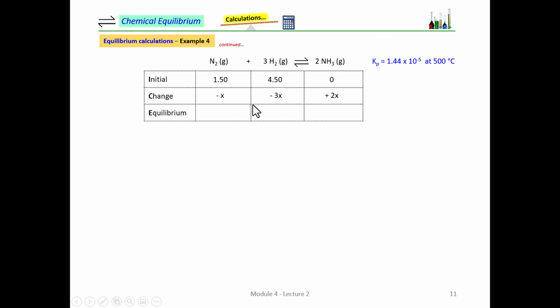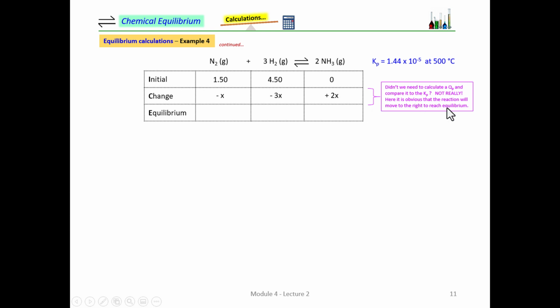Well, we'll fill in the change row, and you might ask, how do I know how to do this? Well, it's obvious for a couple of reasons. One is, remember, we use the coefficients of the balanced equation. So there's a 1 in front of this x, a 3 in front of this one, and a 2 in front of this one. And reactants basically are going to react to form products. So this will proceed to the right to reach equilibrium. We know that because there's no ammonia to start with. So we have minus x, minus 3x, and plus 2x.